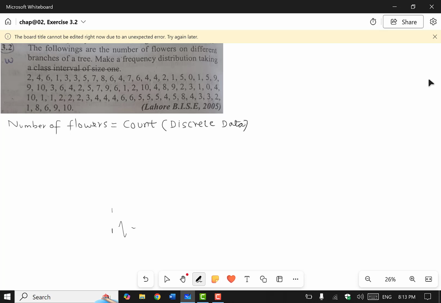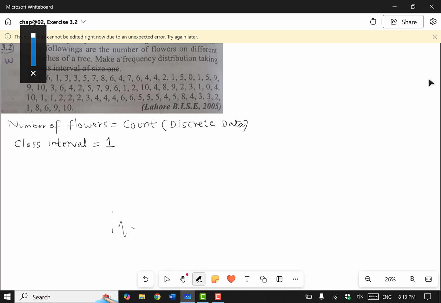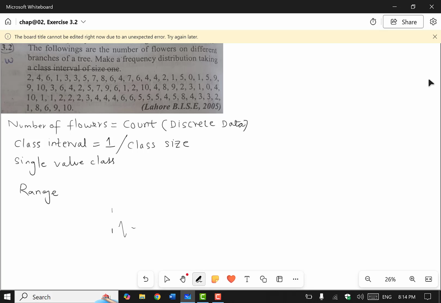What is required in this question? Make a frequency distribution taking a class interval of size 1. It's already given in the question that we have to consider class interval 1. We know that class interval is also called class size. Here class interval means we will make a single value class. As we discussed earlier, we will decide on the basis of range, whether we are going to form a single value class or multiple value class.